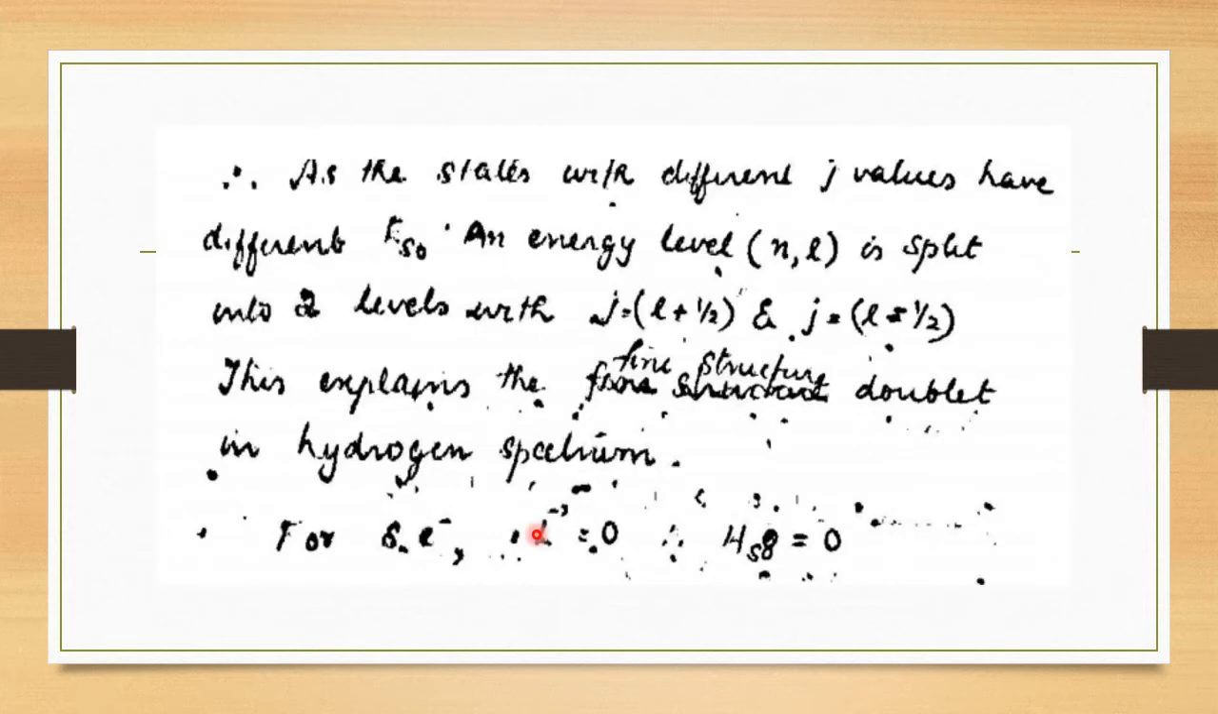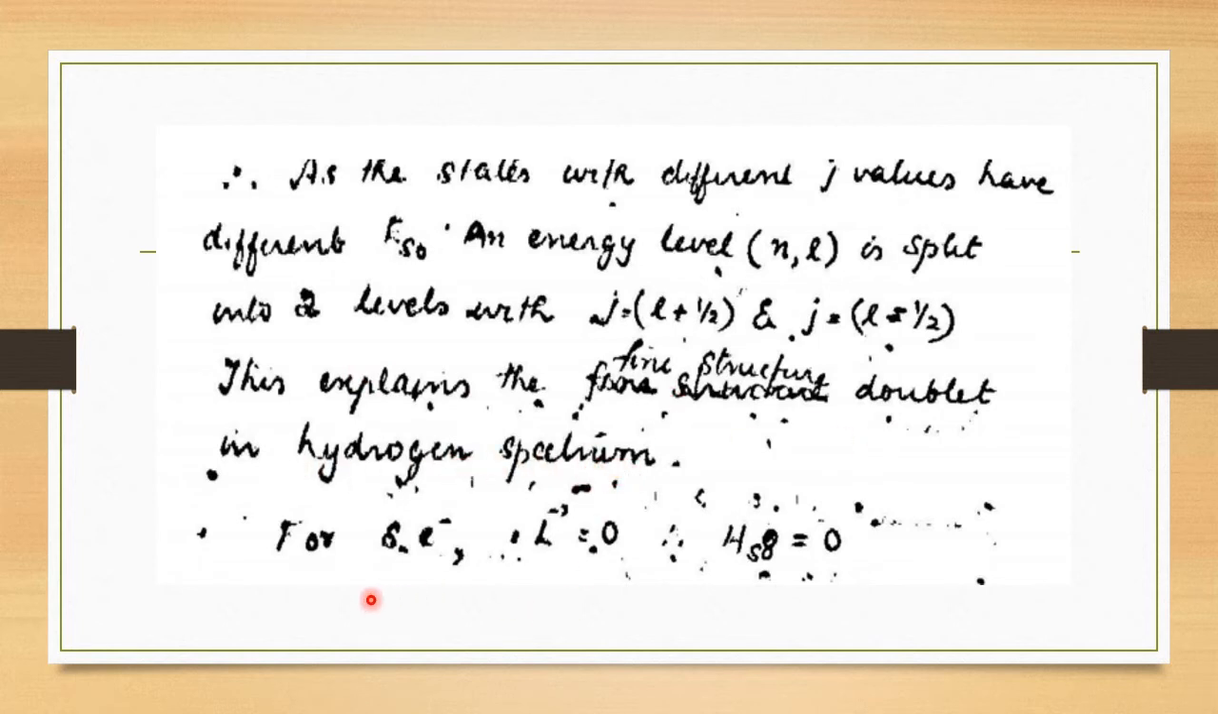So states with different J value have different E_SO. From that equation we find that for different J values we have different interaction energies, and one energy level with a specific n and L splits into two levels, with J equal to L plus half and J equal to L minus half. Since there is only one electron in the outermost shell, it has an S value 1 by 2. It can be plus or minus half. So each energy level with a specific n and L splits into two levels with J equal to L plus half and J equal to L minus half. This explains the fine structure doublet in hydrogen spectrum.